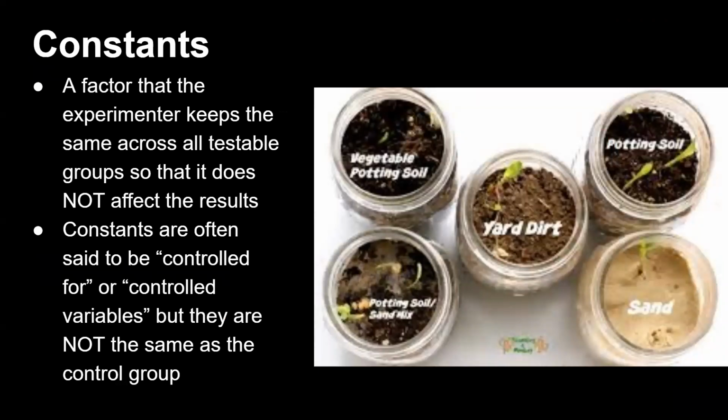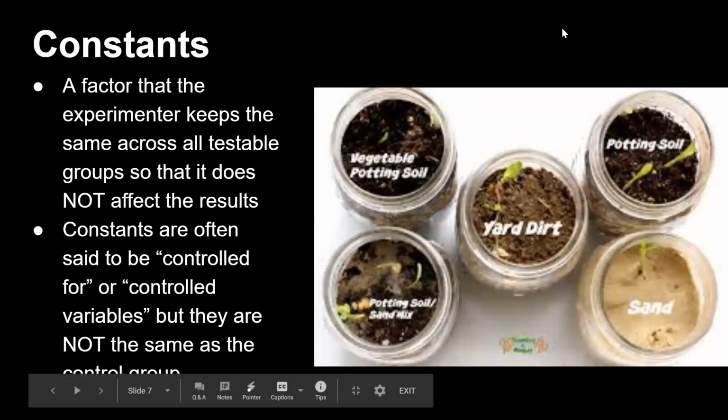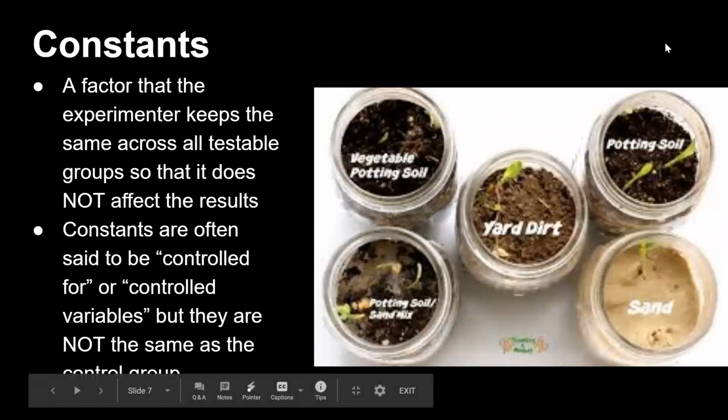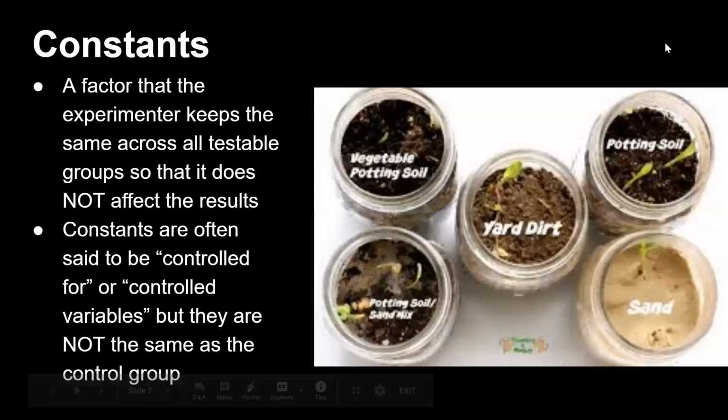Constants are the last portion of experiments that I'm going to define for you. And constants are factors that the experimenter keeps the same across all testable groups so that they don't affect your data or your results. So in this dirt experiment that I've been talking about, we have multiple different types of dirt, but we want to make sure that nothing else is interfering with our experimental data. So if we're testing 1, 2, 3, 4, 5 different types of dirt, we want to make sure that each of those plants gets the exact same amount of water.